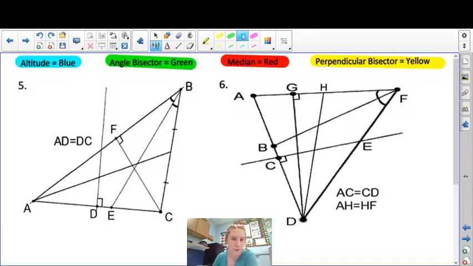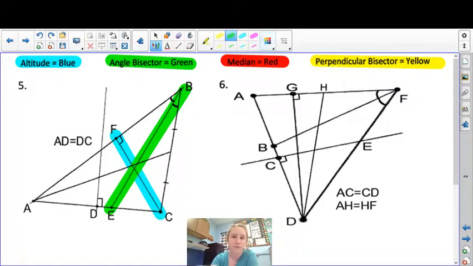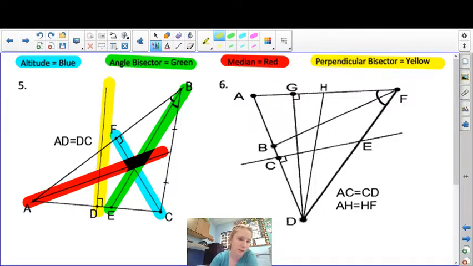So altitude creates right angles, but it has to go from an angle, so it's not this one, it has to be from C to F. Angle bisector cuts an angle in half. That's the only angle cut in half. The median has to cut a side in half. So what's the only side with tick marks? So it says A to D and C to B. So it could be this one, but the median has to go from an angle, so it actually has to be this guy. And then my perpendicular bisector cuts my sides in half.